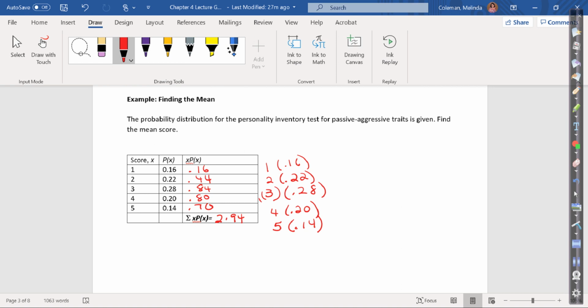Be careful to make sure you're rounding it to the number of decimal places it says to round to. So if you're rounding it to 1 decimal point, it would be 2.9. Make sure you're reading what you need to round to. And what's the interpretation for that? Well, it would say that the average score for the people who took the test is 2.9. That's what mean means. That's the average score for the 150 people who took the exam.